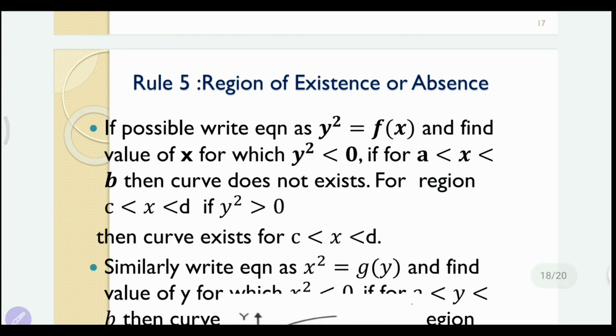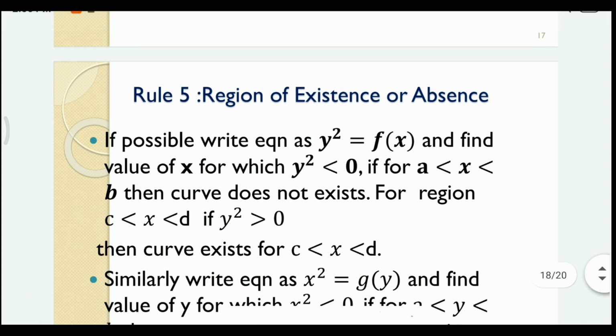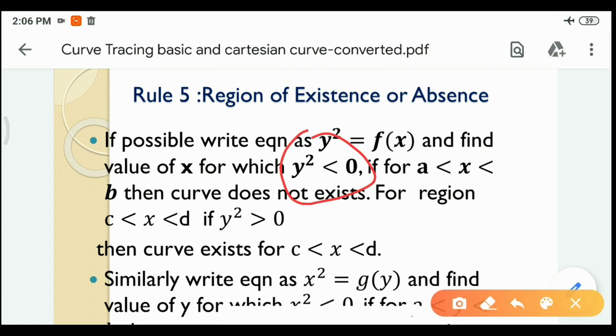Then the next is region of absence, or we can say region of existence. Sometimes it depends on what they ask you, but here we are going to check the region of absence. To find it, first we express the equation as y equal to f of x, and then find the values of x for which y square is less than 0. If y square is negative, that means y will be imaginary.